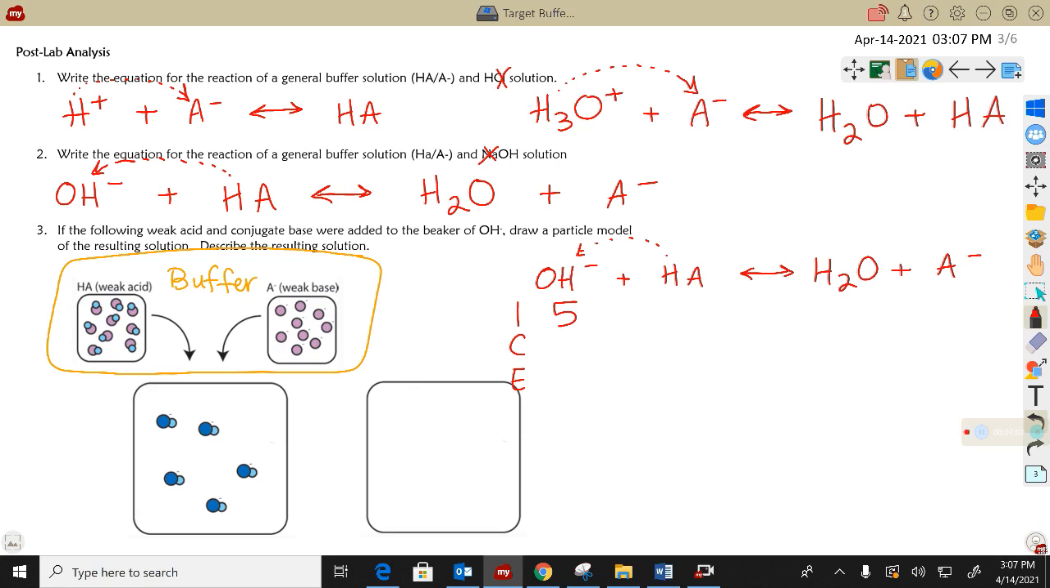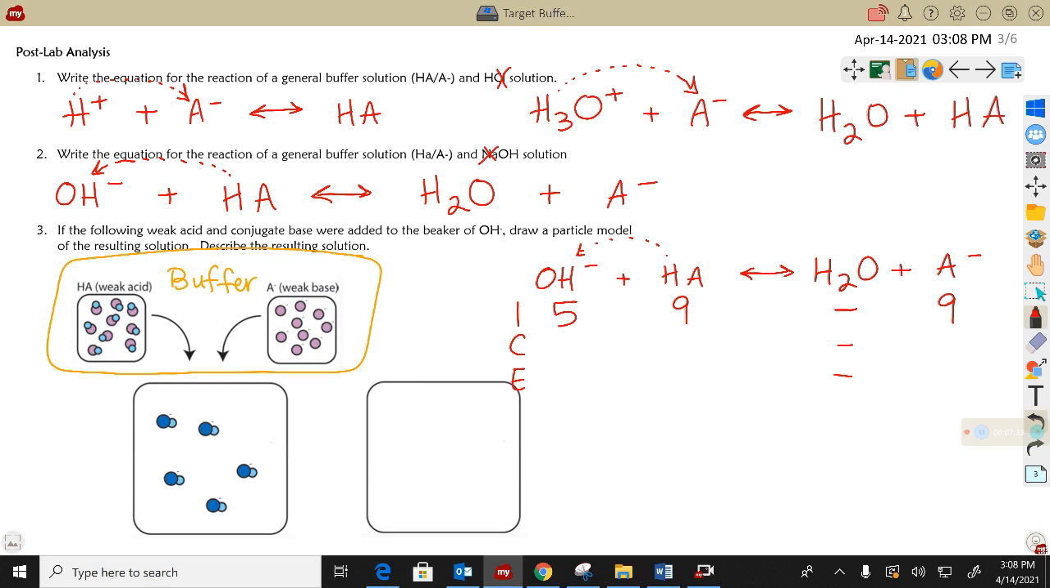And then let's see what I got in my buffer. 1, 2, 3, 4, 5, 6, 7, 8, 9 of the weak acid, and 1, 2, 3, 4, 5, 6, 7, 8, 9 of the conjugate base. So both acid and base were initially present. A buffer is a mixture. And now the only particle that's left in my equation is the water, and I'm going to keep it in the equation, but I'm not going to use it. So we'll just scratch out the water.